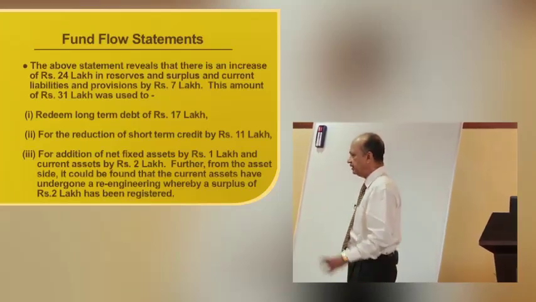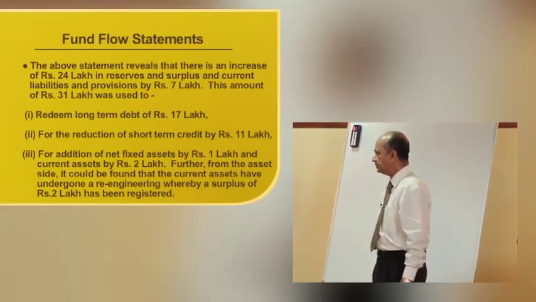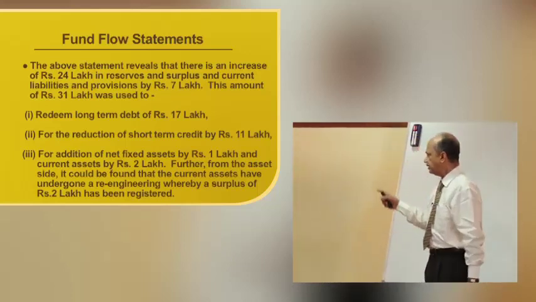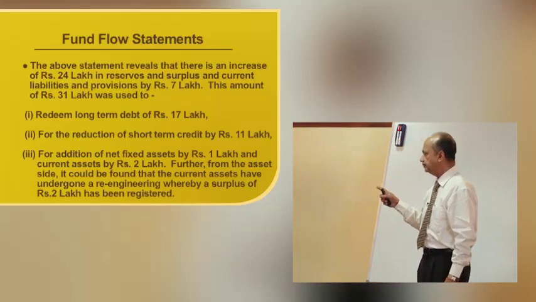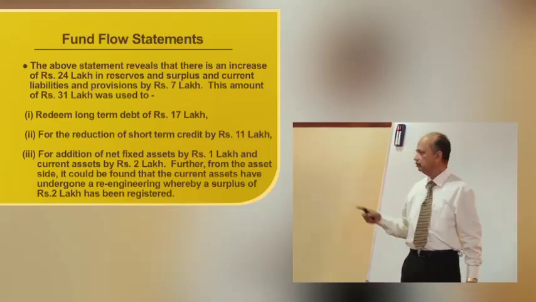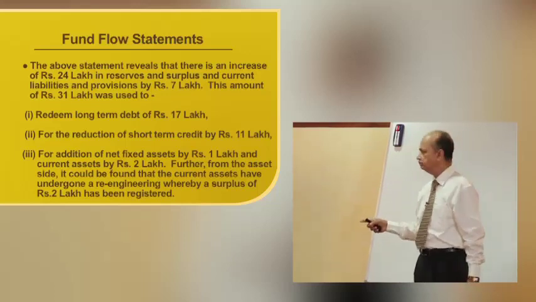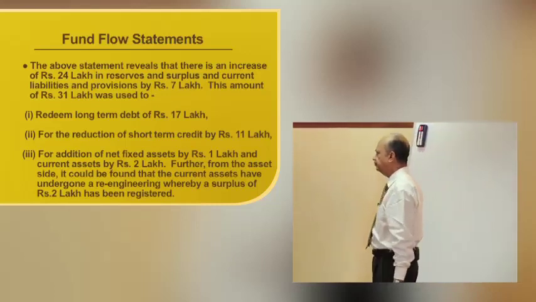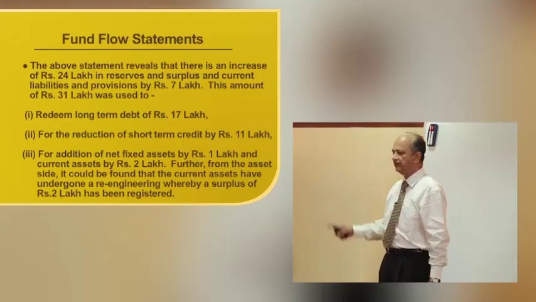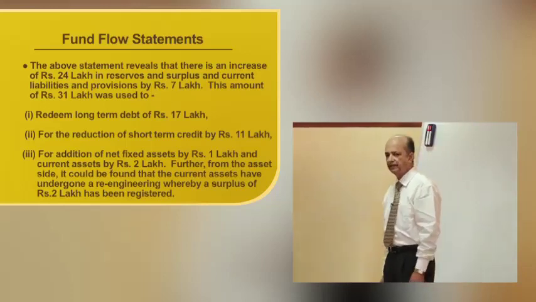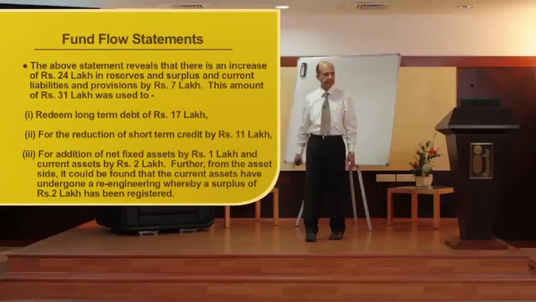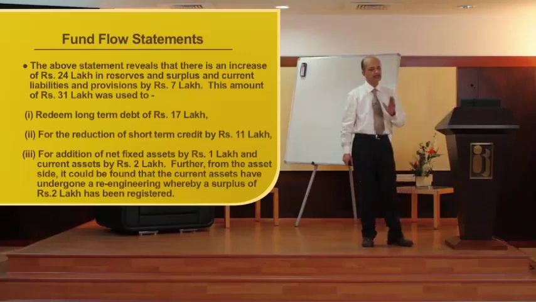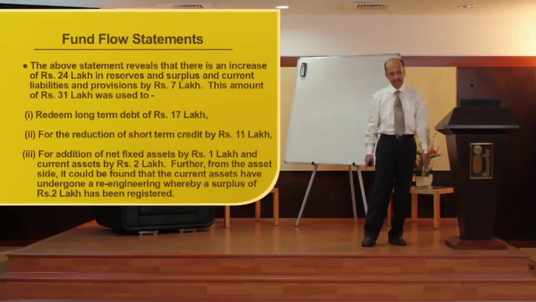The above statement reveals that there is an increase of 24 lakhs in reserves and surpluses and current liabilities and provisions to the extent of 7 lakhs. And this amount, that is 24 plus 7, there is an increase. This amount 31 lakhs is used to redeem the long term debt to the extent of 17 lakhs, second for reduction of short term credit by 11 lakhs, and third for addition of net fixed asset by 1 lakh and current asset by 2 lakhs. Further, from the asset side, it would be found that there is a surplus of 2 lakhs registered.